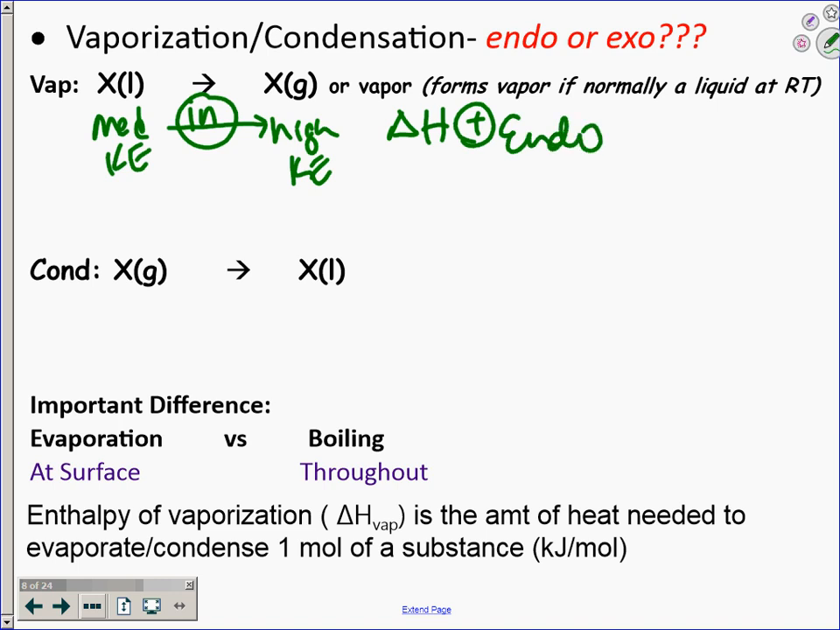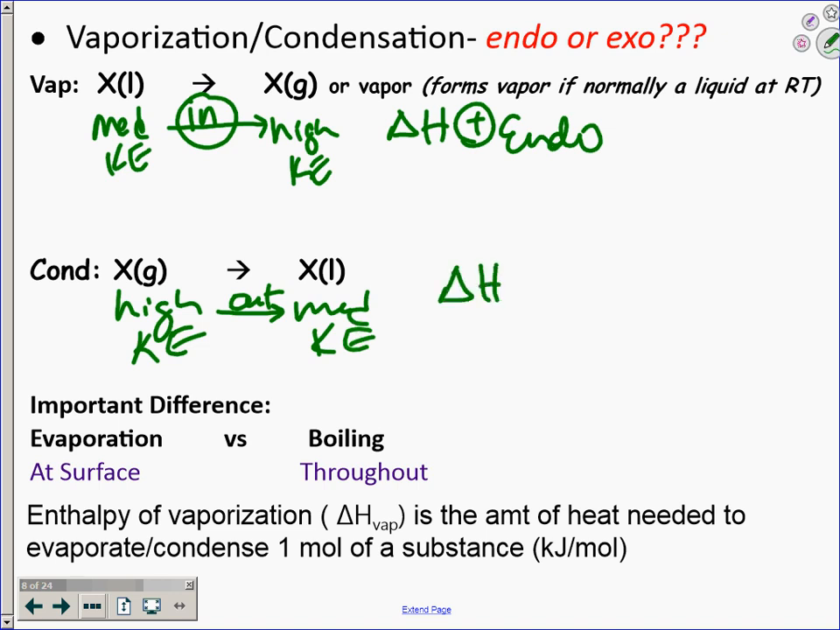Front table up here, Bryce's table. What's the energy associated here? High kinetic energy, and then the other? Medium kinetic energy. What happened to energy? Okay, so the process is allowing energy to exit, or it's coming out of the process. Delta H should be what? Negative.